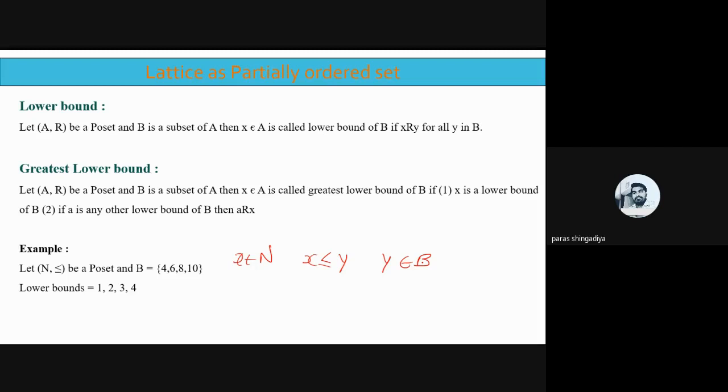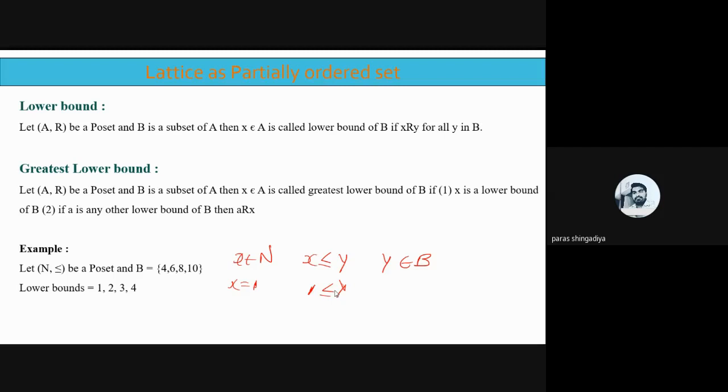So the starting of N is 1. The positive integers are called natural numbers, that is 1. So we can consider the lower bound x equal to 1 as our first possibility, and replace it here, and now replace 1 by 1 the values of y. How many values of y are there? Four values: 4, 6, 8, 10.